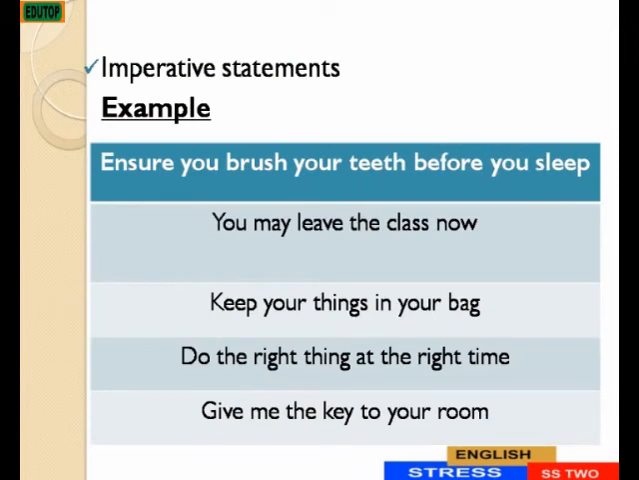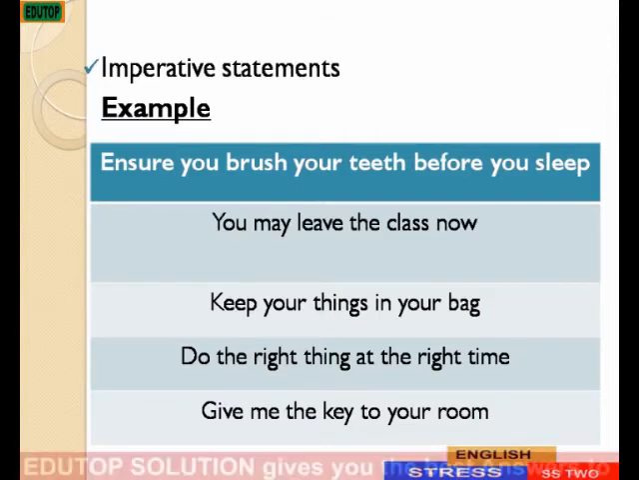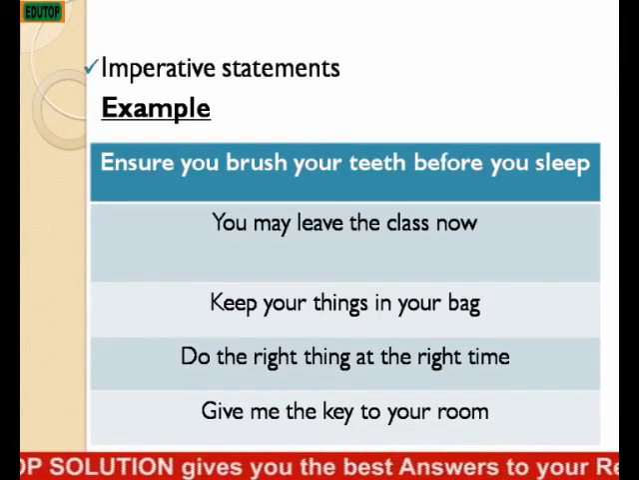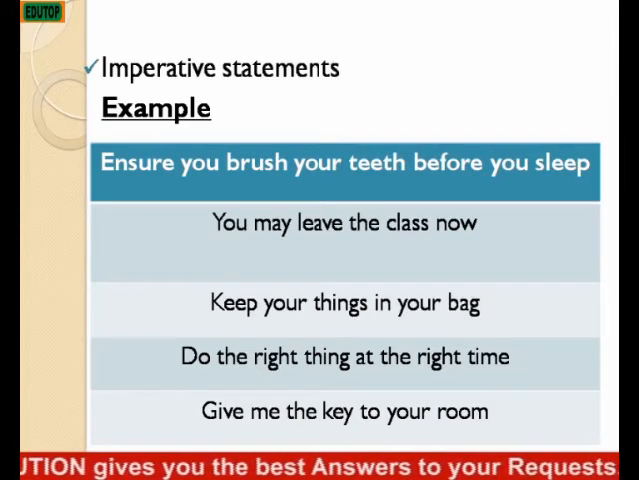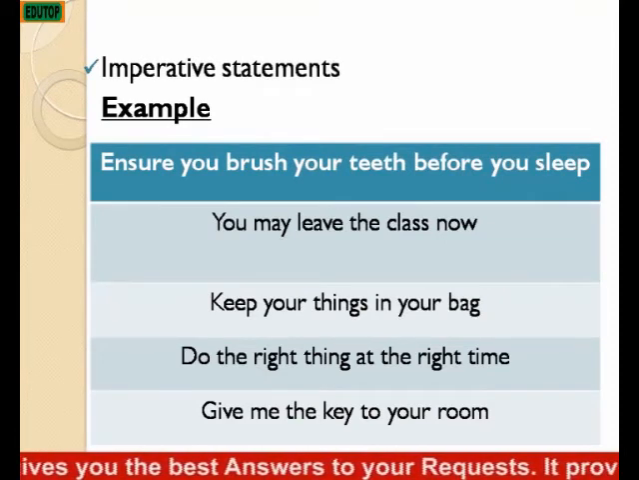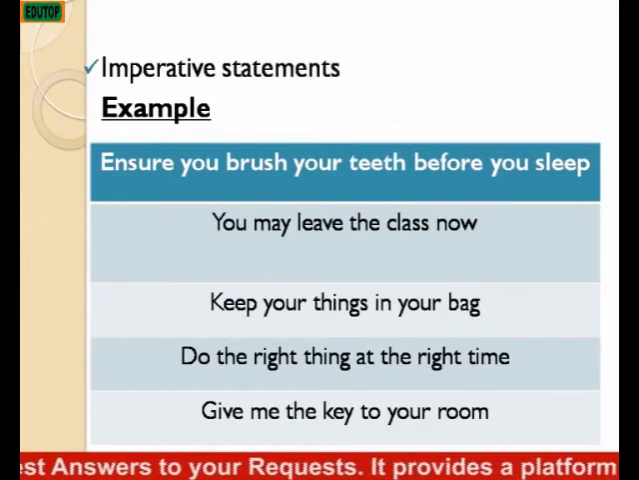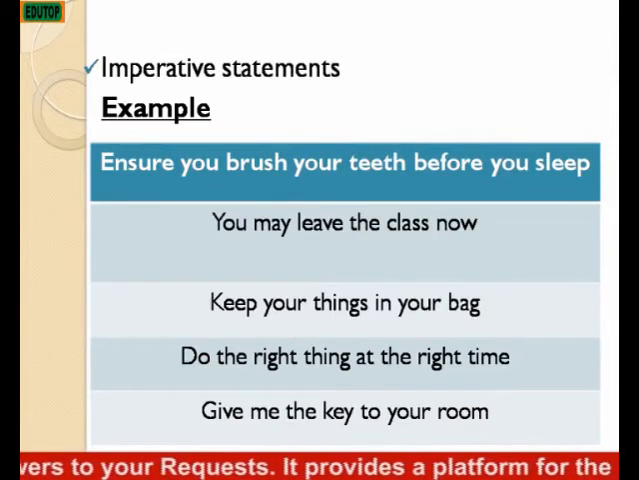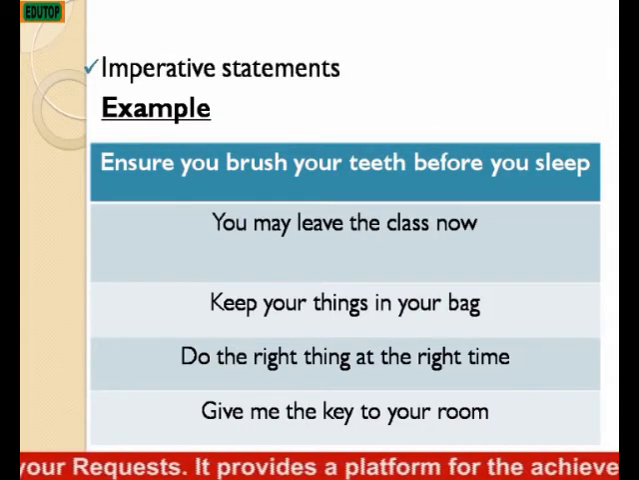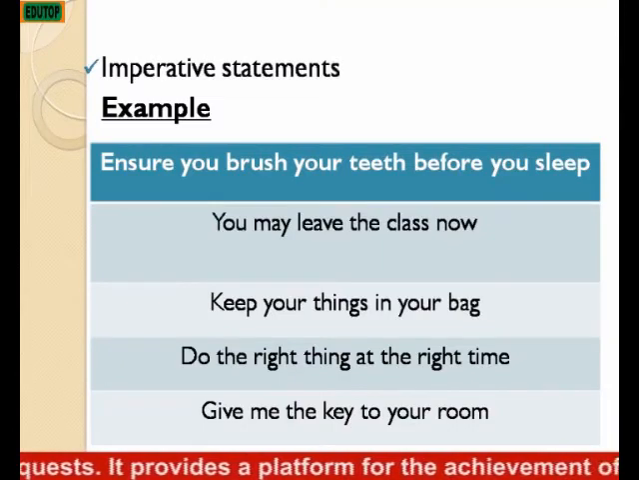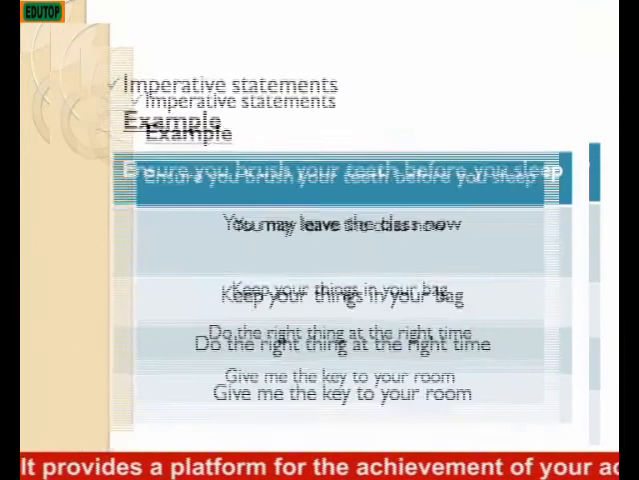Imperative statements. We use the falling tone to express imperative statements. Examples: ensure you brush your teeth before you sleep. That's a command. You may leave the class now. Keep your things in your bag. Do the right thing at the right time. Give me the key to your room. So these are imperative statements that attract falling tune.